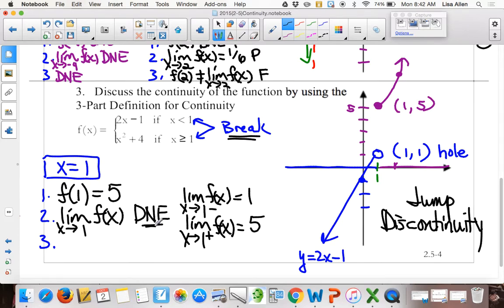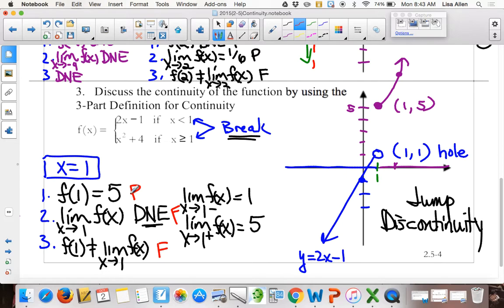And therefore, the last one, f of 1, is not equal to the limit as x approaches 1 of f of x. So we have a fail, and here we have a fail, and here we have a pass. So that's the situation you'll have with jump discontinuity.